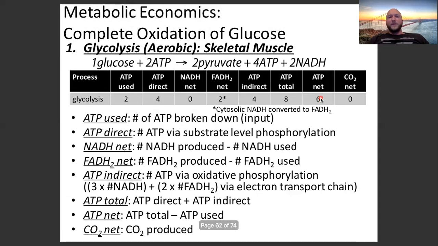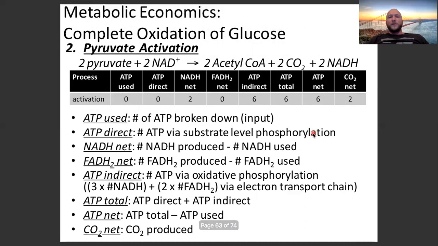Now, what about during pyruvate activation? So in pyruvate activation, we don't get any direct ATP, but we get 2 NADH. We get 3 ATP per NADH, so 3 times 2 is 6 indirect. 6 indirect plus 0 direct, 6 total, 6 net. And we lose 2 carbons to carbon dioxide.